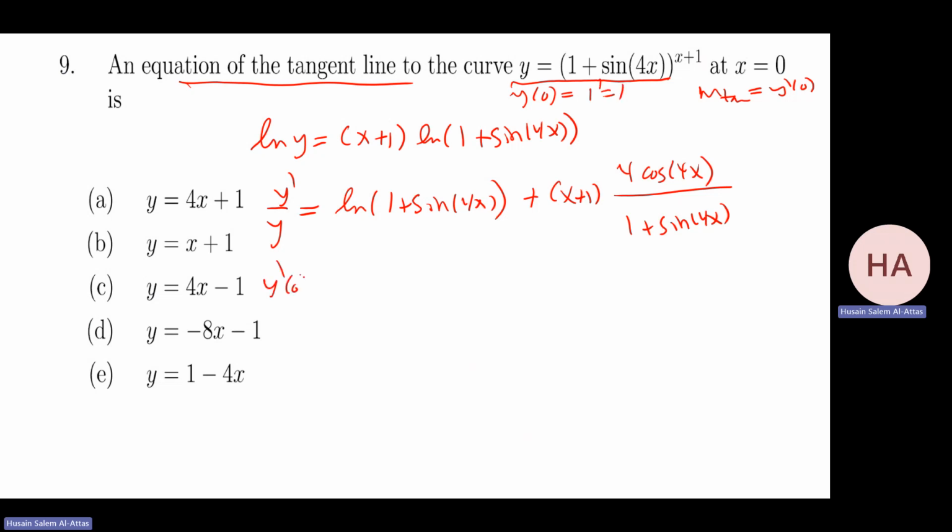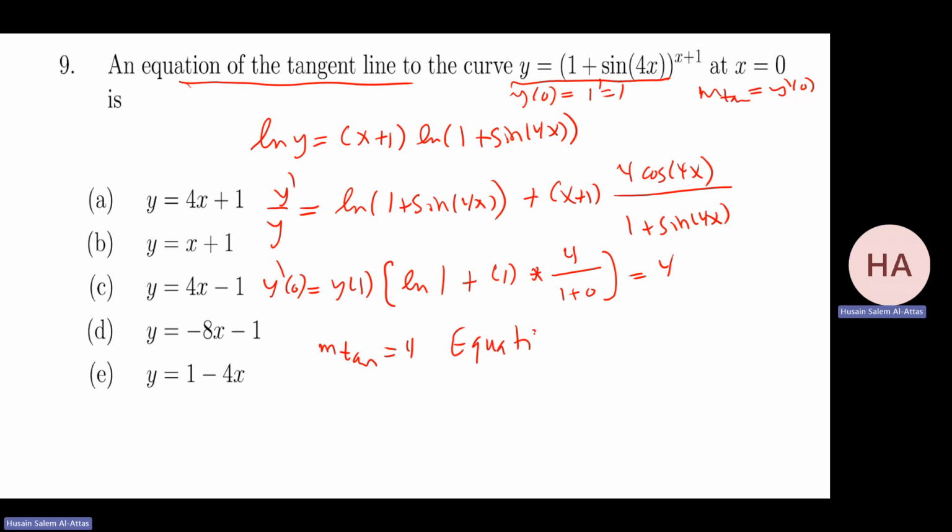So y prime at 0 will be y at 0 times, here we have what? Ln 1, plus here we have 1 times cosine 0, which is 1, 4 over 1 plus 0. So I'm getting 4. So m tangent is 4, and at x equals 0, y equals 1. The point is 0 and 1. y minus 1 equals 4x minus 0. So y equals 4x plus 1, which is this.